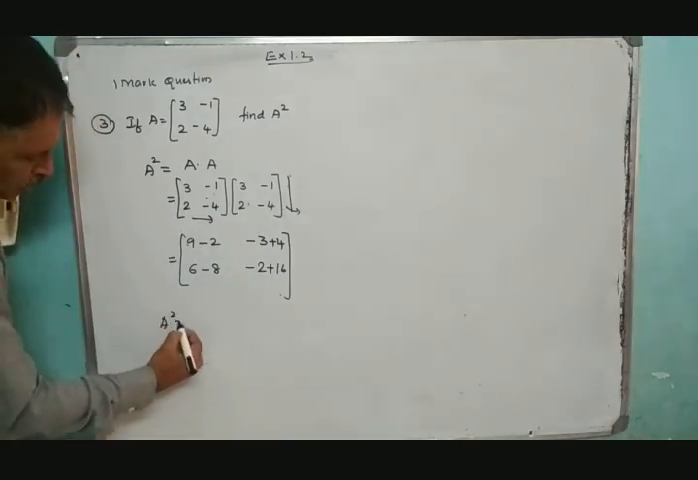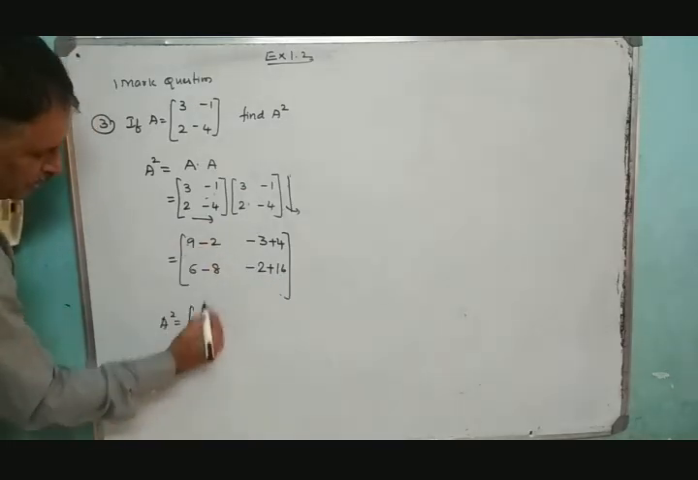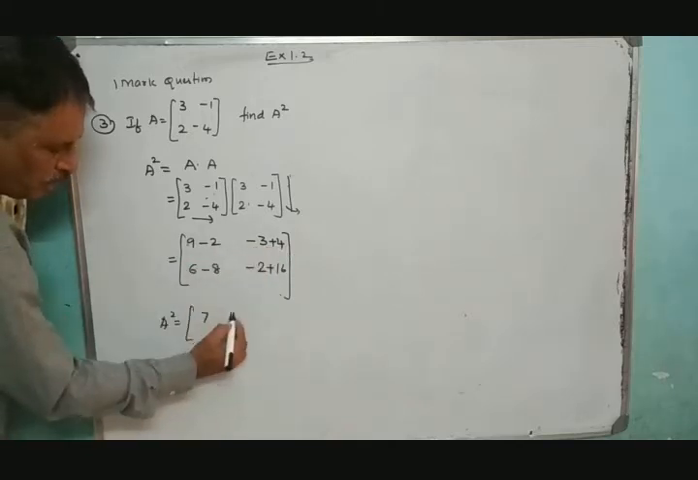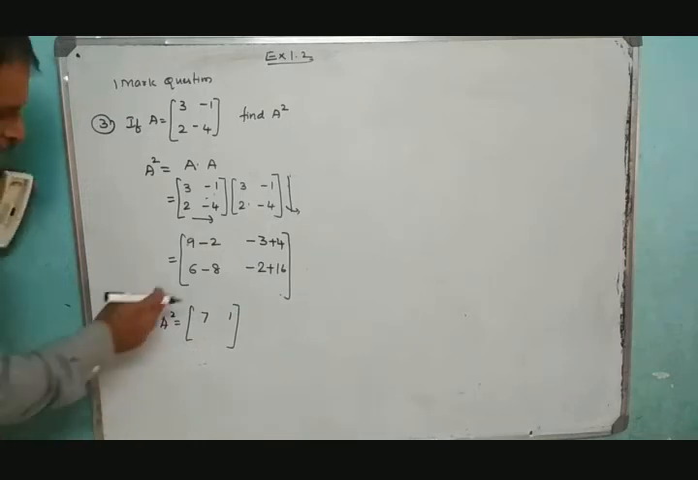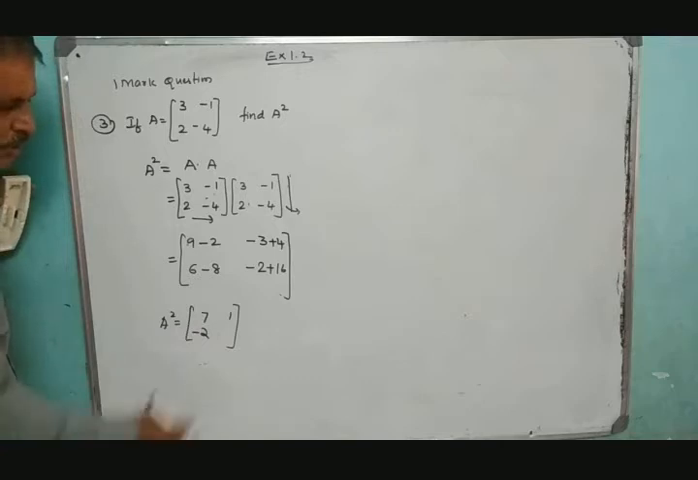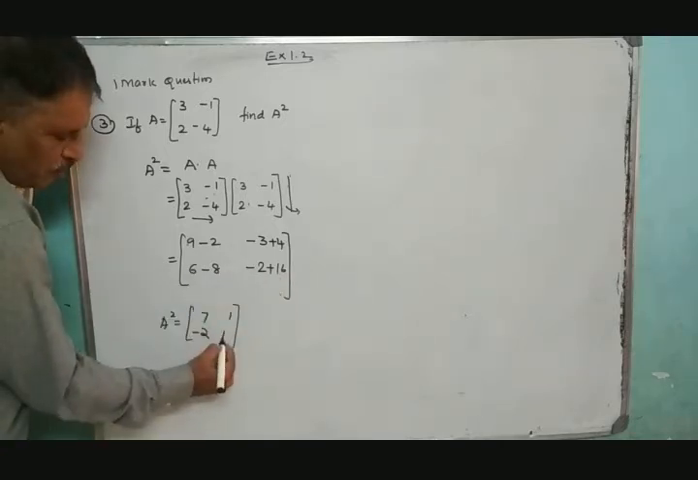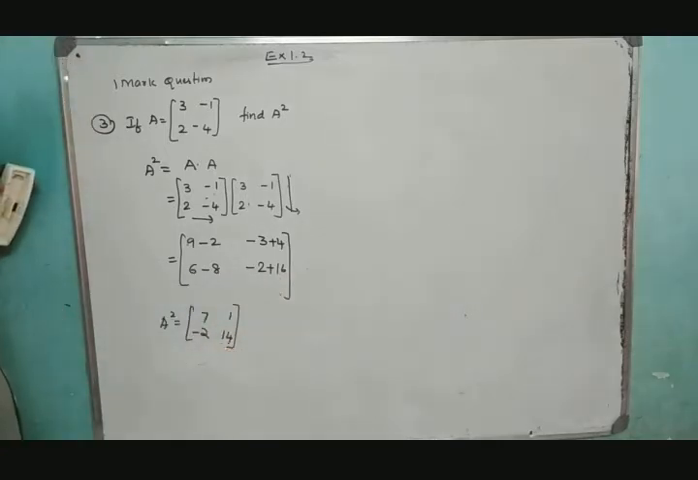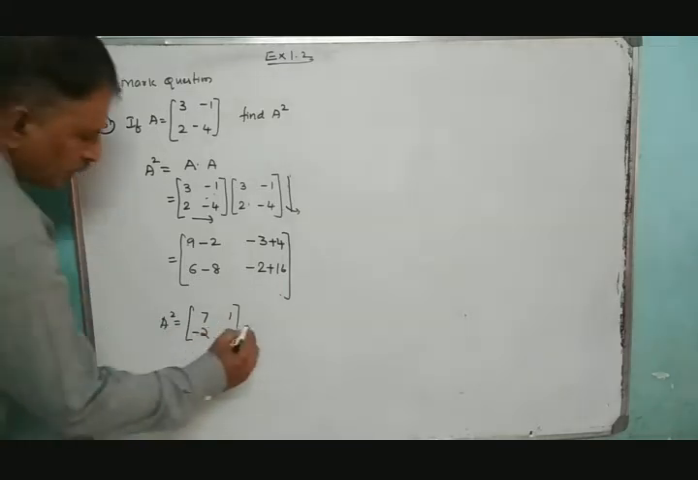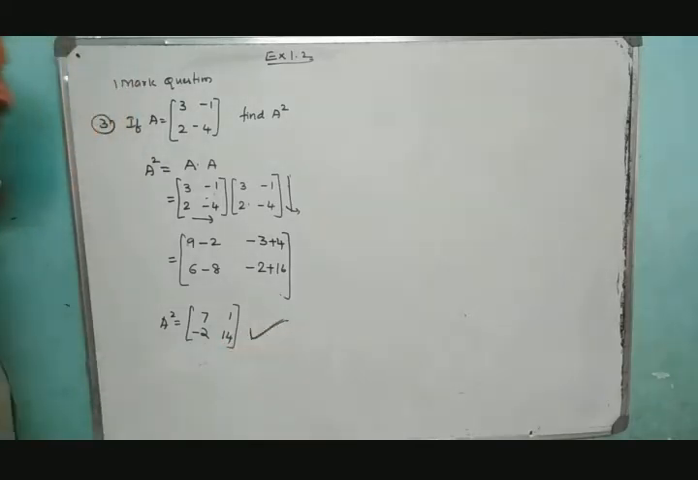So A square is equal to 9 minus 8, that is 1 in the first entry. Minus 3 plus 4: different sign, subtract, 1, greater number sign is plus, no need to write. 6 minus 8: different sign, subtract, 2, greater number sign is minus. Then 16 minus 2: different sign, subtract, 14, greater number sign is plus, you need not write. So this is how we are supposed to find A square. This is the right method to find A square. Please copy this down.